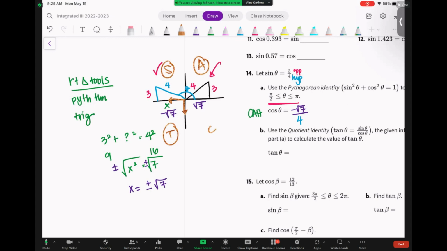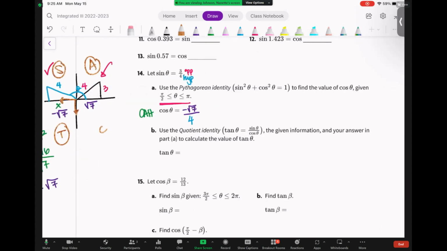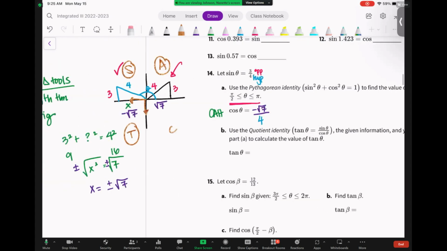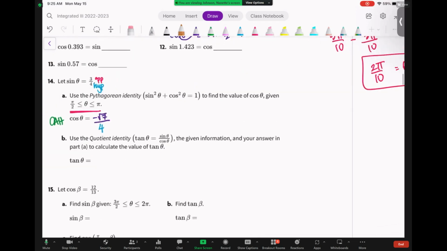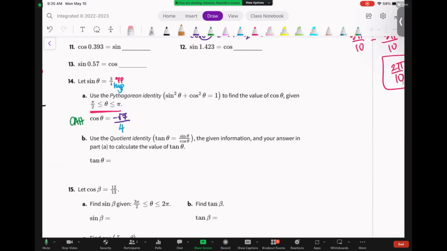They actually said to use the Pythagorean identity to do this. So I didn't even follow the directions. So let me go over here and follow their directions. So here it says sine squared, which would be 3/4 squared.